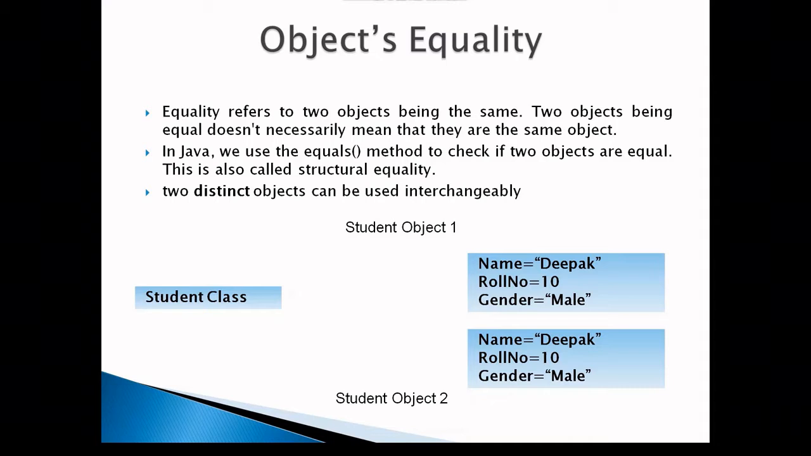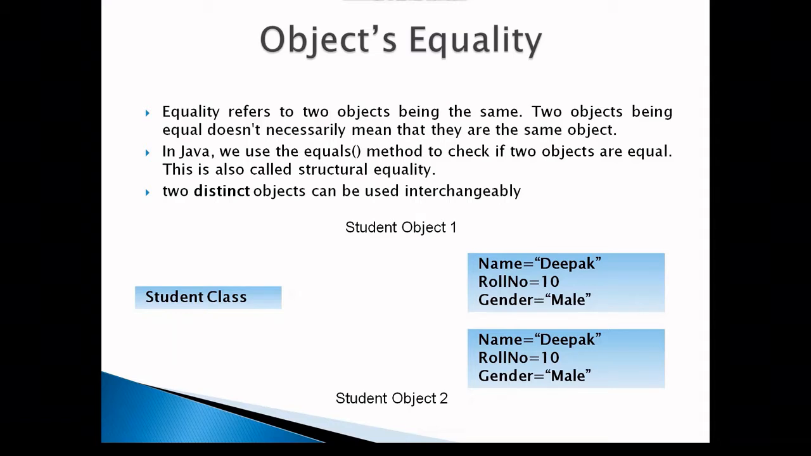So what is object equality? Equality refers to two objects being the same. Two objects being equal doesn't necessarily mean that they are the same object. In Java, we use the equals method to check if two objects are equal or not. This is called structural equality. Two distinct objects can be used interchangeably.